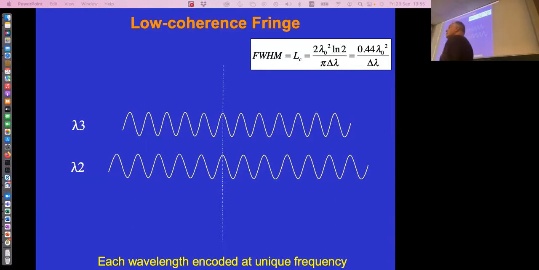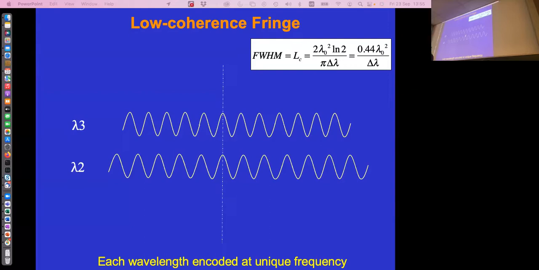Sorry? Lambda 2 is longer. And why do you conclude that? Yeah, but based on what? The second maximum is more to the right. Yes, so it means you have to move the mirror further away to get this constructive interference. Yes, and so you're right, this is the longer wavelength.